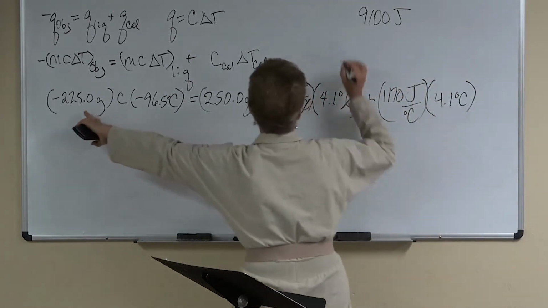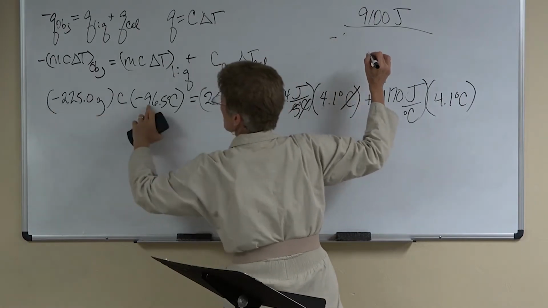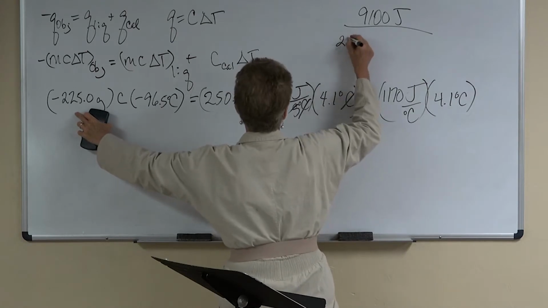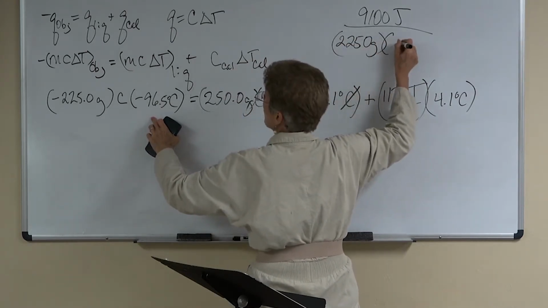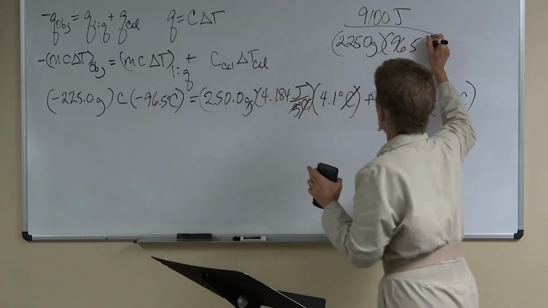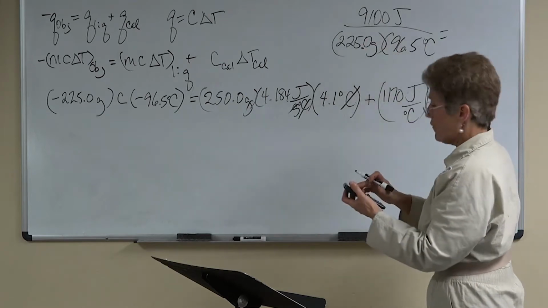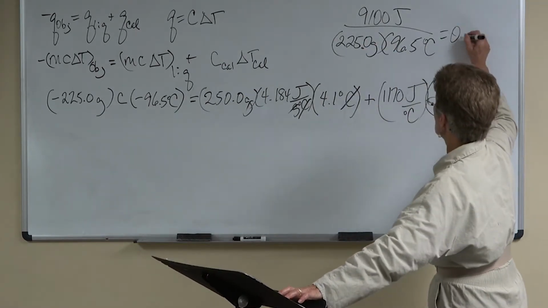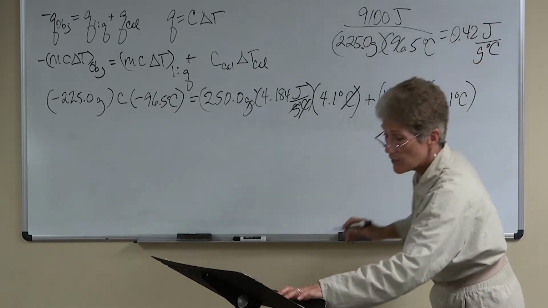Now I've got to divide it by these two, don't I? These are a negative and a negative, so that's going to be a positive. So I'm going to leave out the negative sign because those two make a positive. There we go. And we have 2 significant figures, so our answer has to be in 2 significant figures. It ends up being 0.42 joules per gram degrees Celsius.